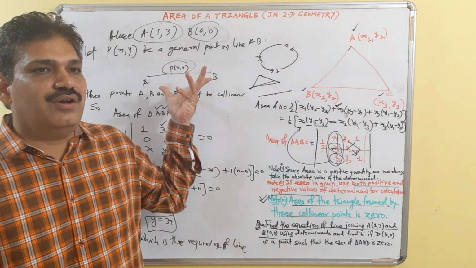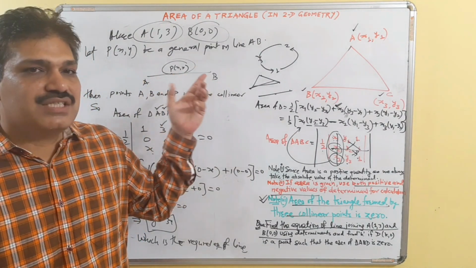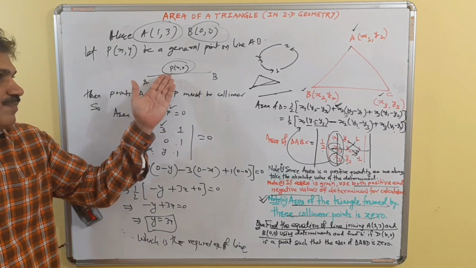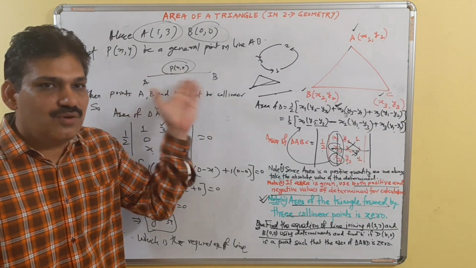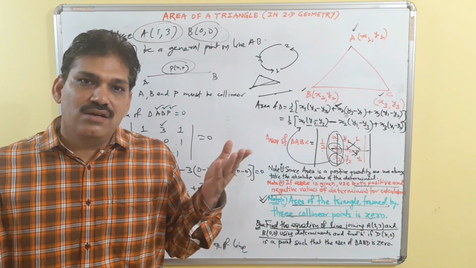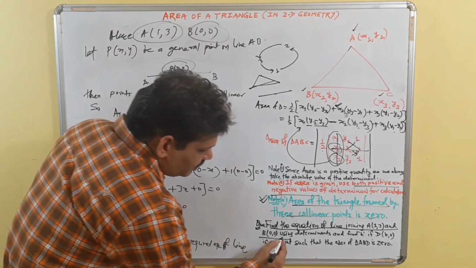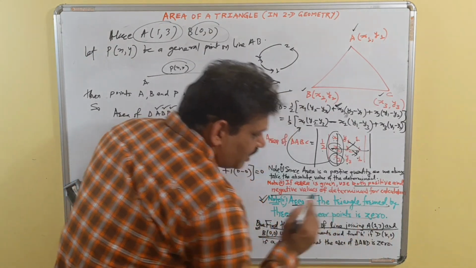So if we need to find the equation of any line joining two points, what we consider is, let P be a general point on this line, so the area of triangle APB must be 0, because if P is on this line, that means these are collinear. If 3 points are collinear, then the area of the triangle must be 0.